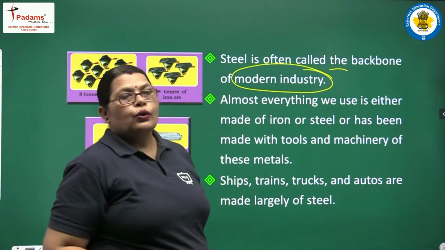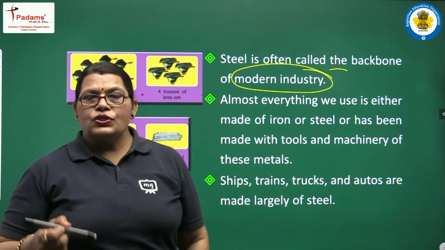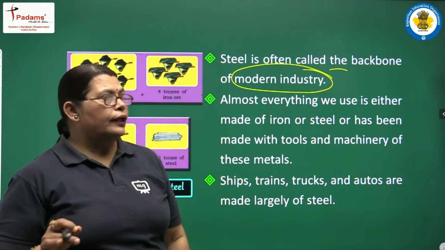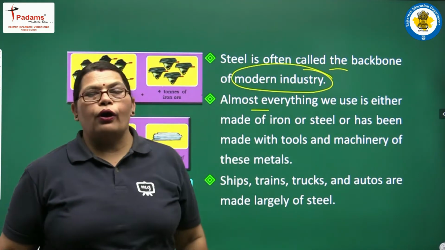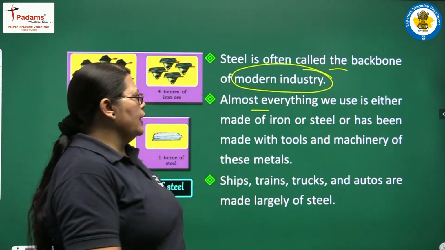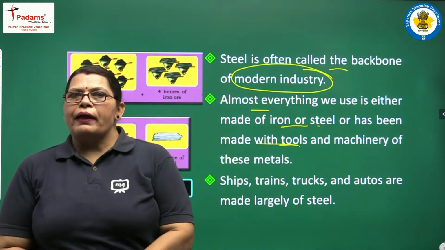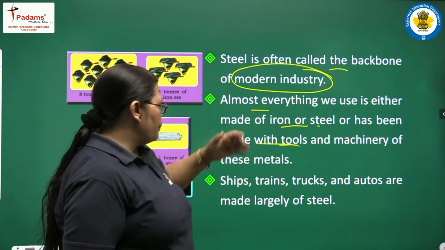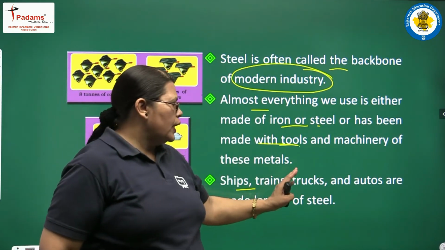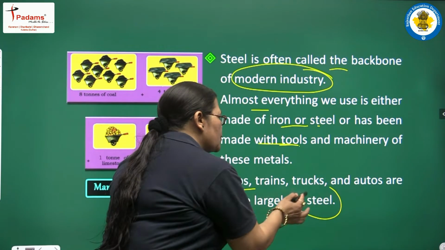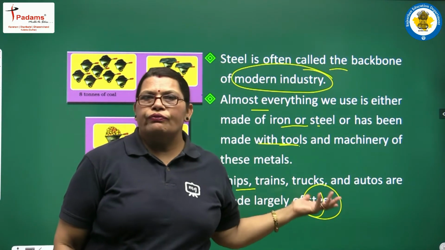So, what is called the backbone of modern industries, students? Yes, steel is called the backbone of modern industries. Everything we use is either made of iron or steel or has been made with tools and machinery made of these metals. Trains, trucks and autos are largely made of which material? All largely made of steel.